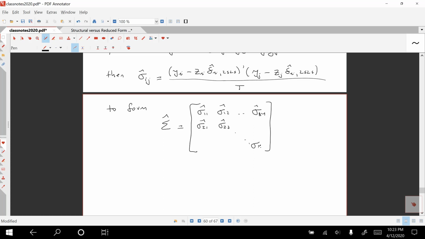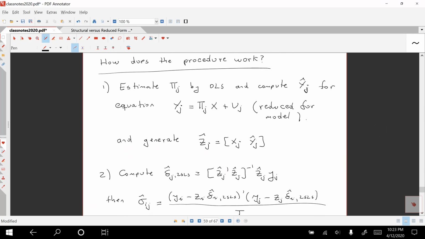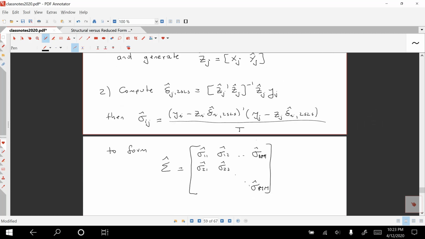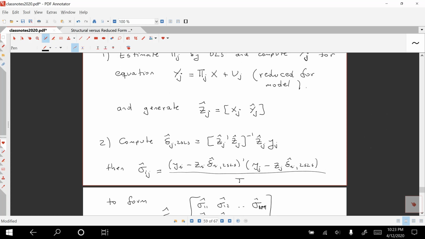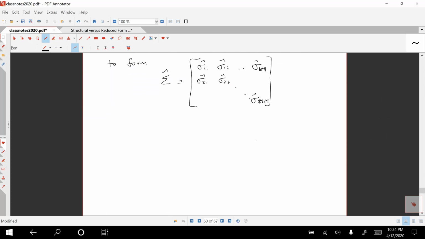So it should be 1m. I'm writing too fast. Okay. So again, to summarize, what we do is basically use two-stage least squares for each of the equations. Once we have errors from that two-stage least squares, we use this omega matrix to calculate the covariance matrix of the errors for all of the equations. Now, something that I wanted to mention, and again, let's continue, and then I'll go back to the detail.